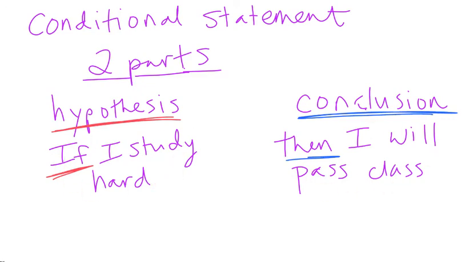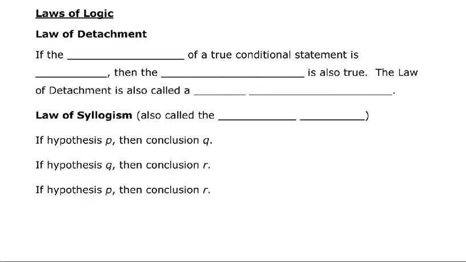Then that's the conclusion. So I'm going to be mentioning conclusion and hypothesis in this next section, as well as some sentences. One form of deductive reasoning is called the law of detachment and law of syllogism. So for law of detachment, sorry if you can hear the lawnmower outside, is if we have the hypothesis of a true conditional statement, so you have to make sure that the statement itself is true.